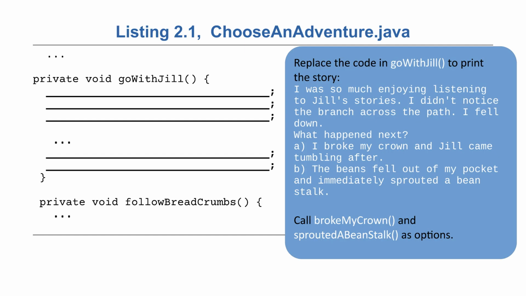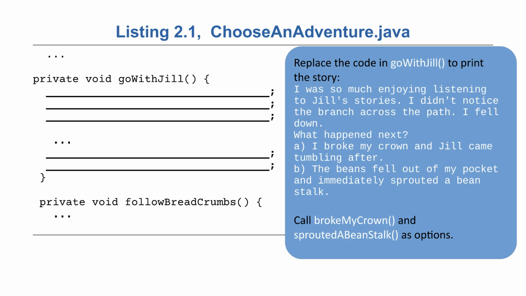Replace the code in Go with Jill to print the story: I was so much enjoying listening to Jill's stories. I didn't notice a branch across the path. I fell down. What happened next? A. I broke my crown and Jill came tumbling after. Or B. The beans fell out of my pocket and immediately sprouted a beanstalk.